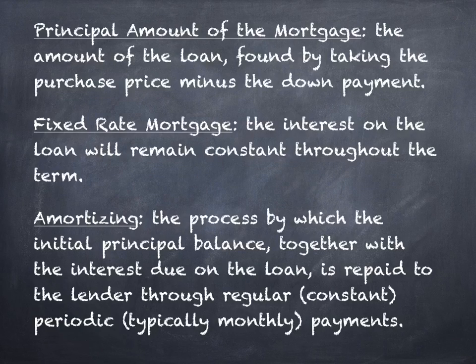The principal amount of the mortgage is actually the amount of the loan. So you find this amount by taking the purchase price and subtracting off the down payment. This is the amount that you're actually borrowing for this piece of property.